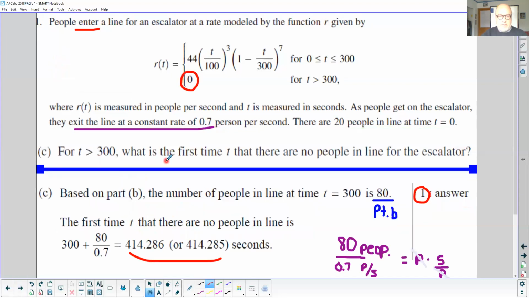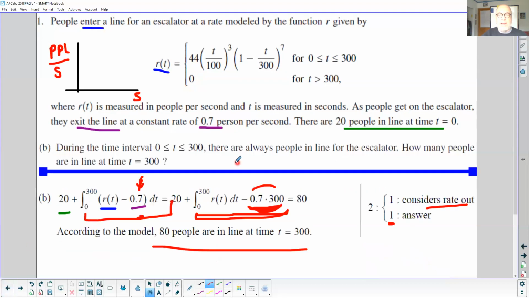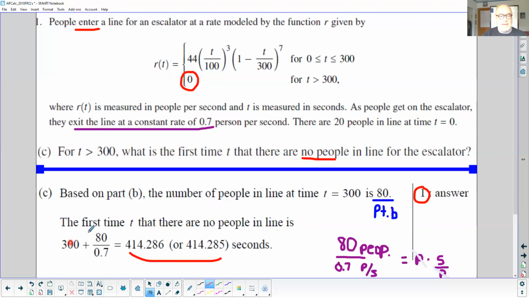From greater than 300, what is the first time t that there are no people in the line for the escalator? All right, so based on the number in part B, this is part B's answer right there. There were 80 in line, going back there for a second. There were 80 in line total. How many people are in line at 300? There are 80 total there. So for this part, you have this 80.